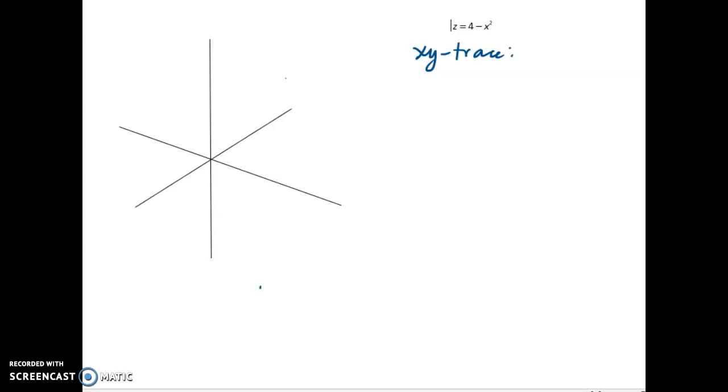So I set z equal to 0, and I get x squared equals 4, which says x is plus or minus 2. Now x equals 2 is this line, and x equals negative 2 is this line here.